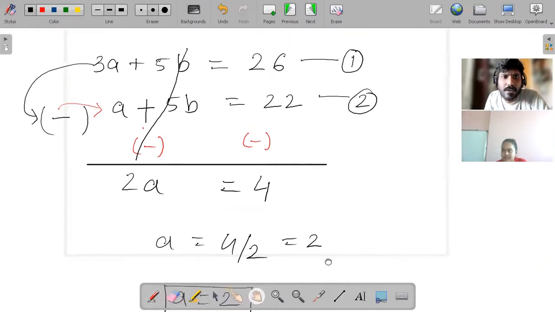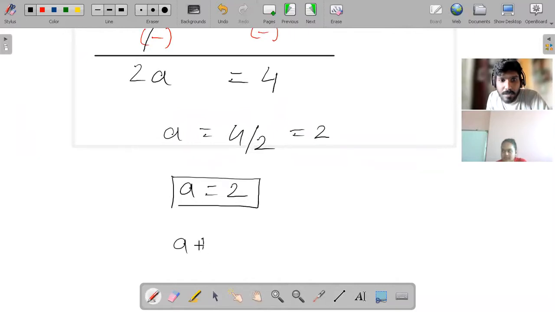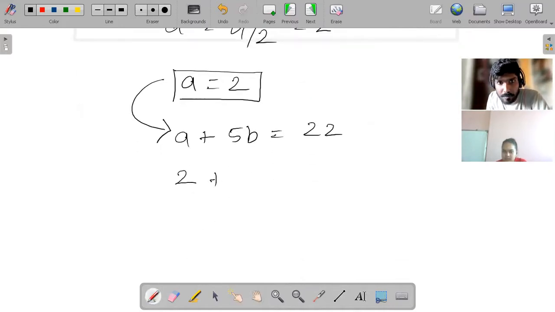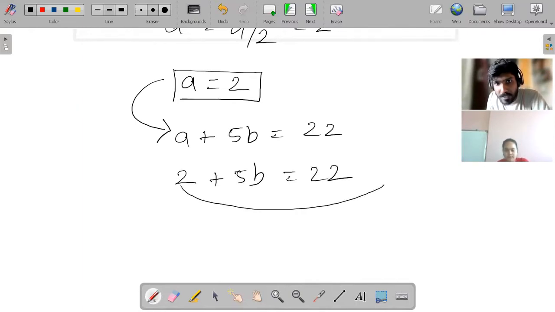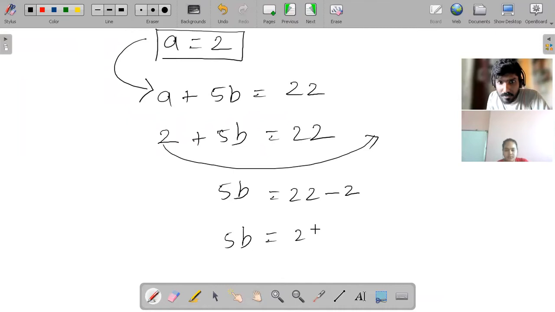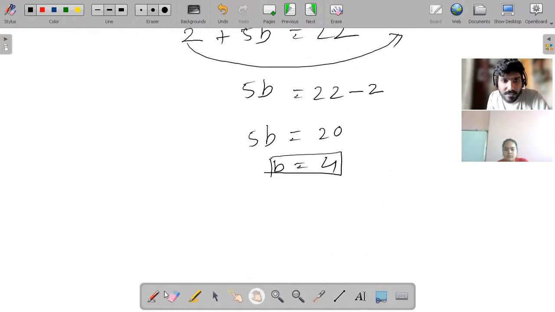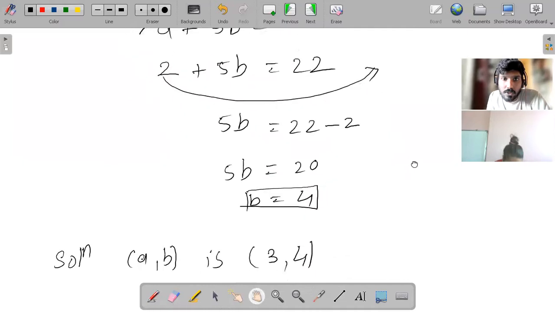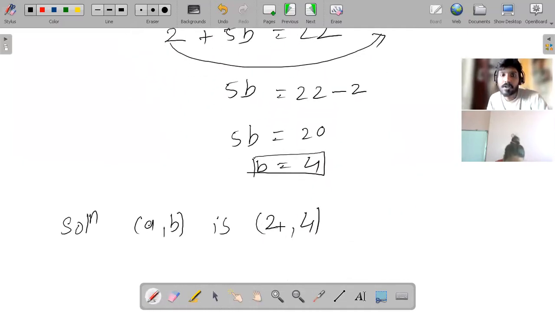Now you substitute a in any equation. We'll take the second one, it will be easier. So a plus 5b is equal to 22. Substitute here, so this will be 2 plus 5b equal to 22. Take plus 2 to the other side, so 22 minus 2. So 5b is equal to 20. Sorry, b is equal to 4. So b is equal to 4. So your solution, a comma b, is 2 comma 4.